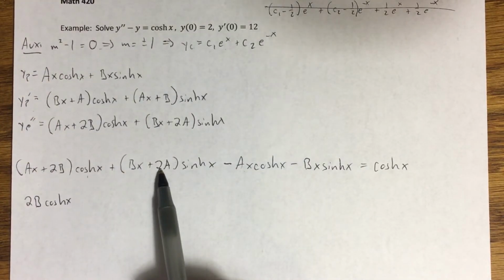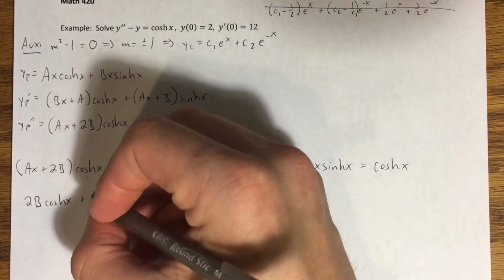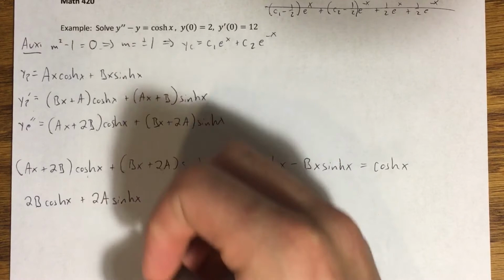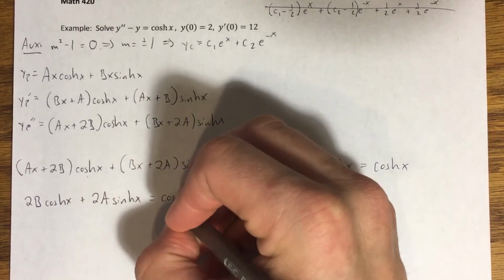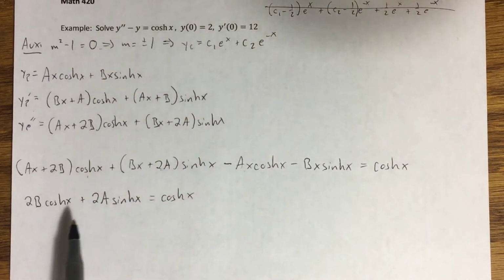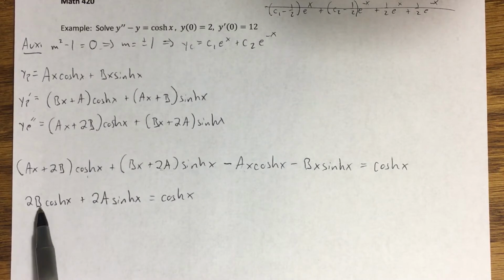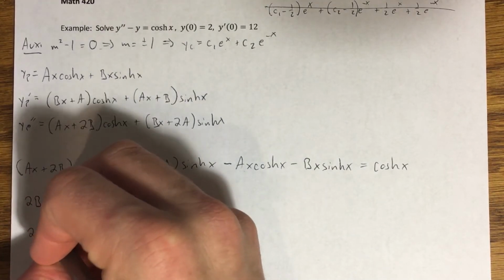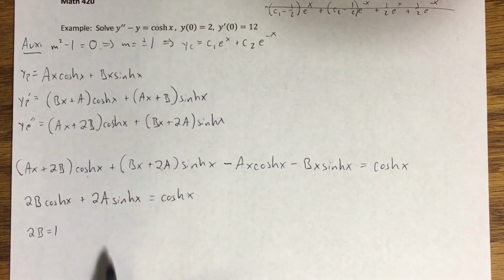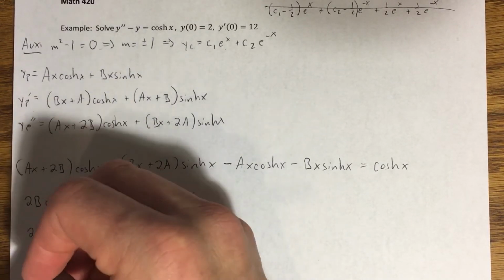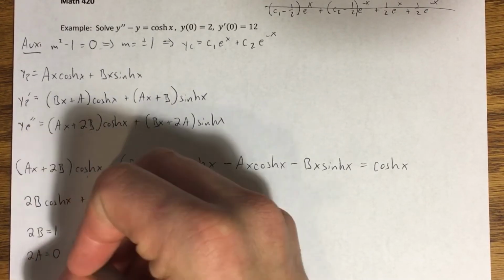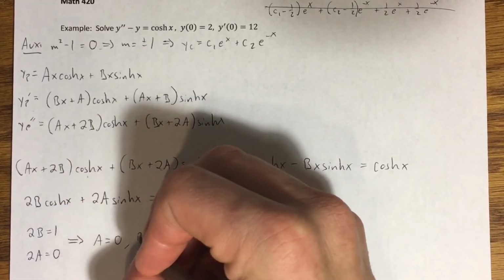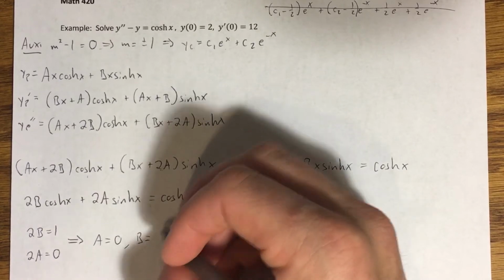Similar thing is going to happen here. I'm going to end up with plus 2a sinh of x equals cosh of x. Okay, now we just equate coefficients. So 2b should equal 1. That's the coefficient that I have on this guy. 2a should equal 0, which means that a equals 0 and b equals 1/2.